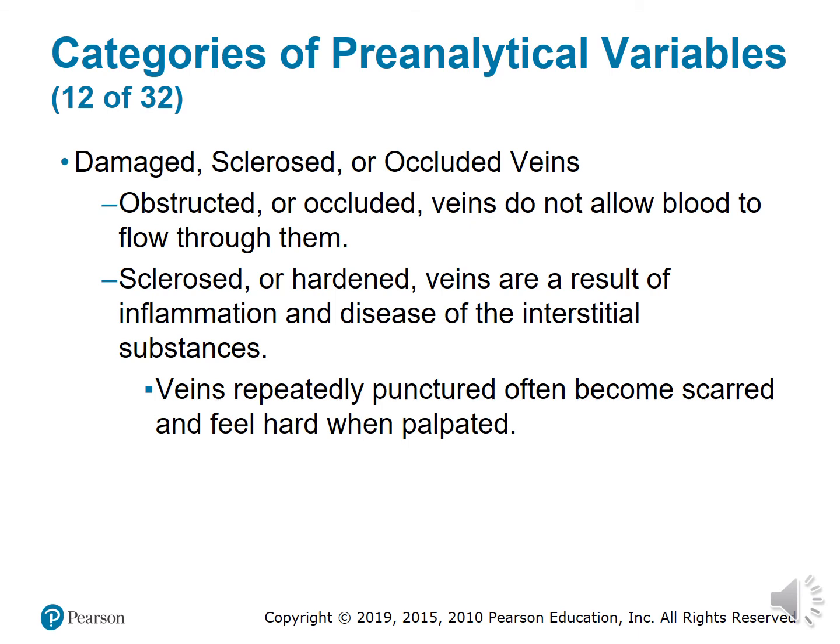Right? Damaged, sclerosed or occluded veins. Obstructed or occluded veins do not allow blood to flow through them. Sclerosed or hardened veins are a result of inflammation and disease and interstitial substances. Veins repeatedly punctured often become scarred and feel hard when palpated. And that just happens because people prefer to get blood drawn out of one arm because they don't want to have a bunch of needle marks on their arm. You'll see it a lot when it comes to blood donations and plasma donations, because those needles are so big, constantly putting the needle in, opening that wound up, and it never has time to fully heal. It's just a constant opening and closing.